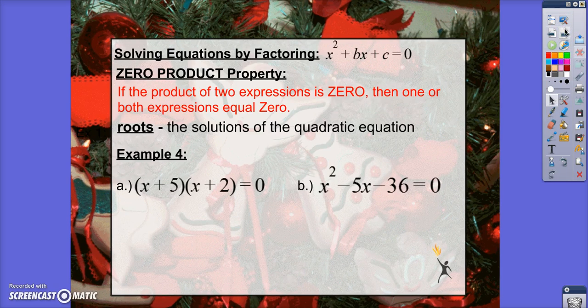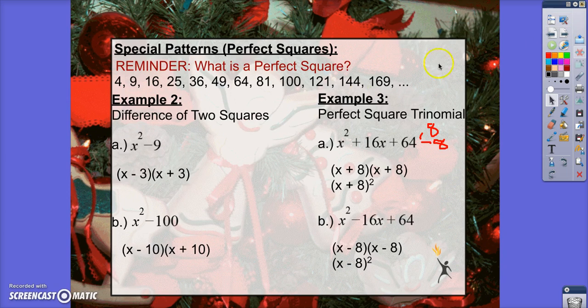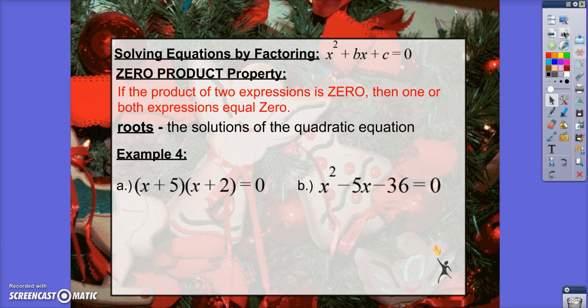Now for the next part, the zero product property. If the product of 2 expressions is 0, then one or both expressions equals 0. So now what's the difference from the last slide? Last slide we were still factoring, there's no equal sign. Now we're making it an equation, and we're talking about the zero product property. It's very important that it's equal to 0. What we get for answers are usually 2 roots. It's not always 2 numbers, but most of the time it is for right now. The roots are the solutions of the quadratic equation.